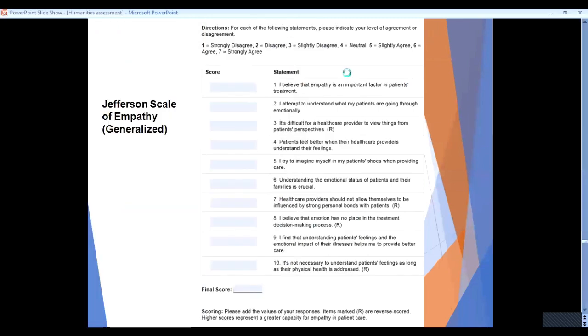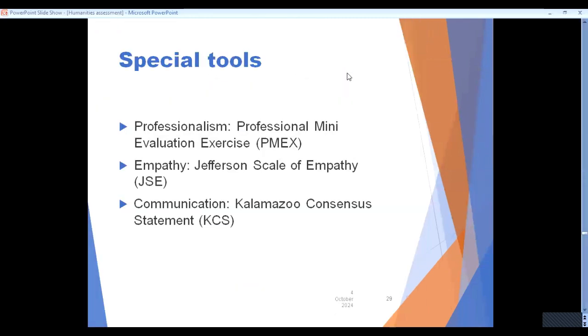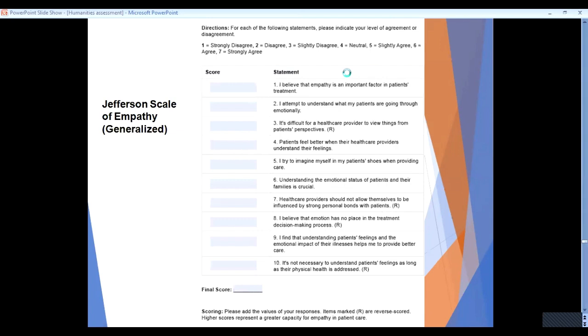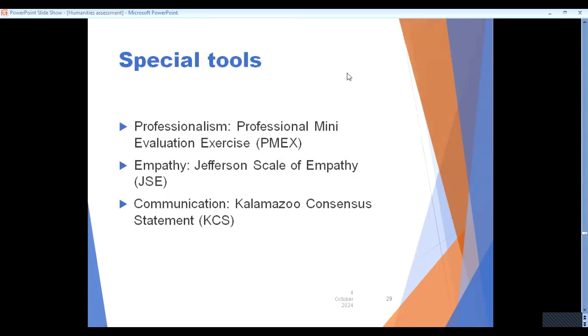So these are special tools which I have already mentioned. This is the Jefferson scale.